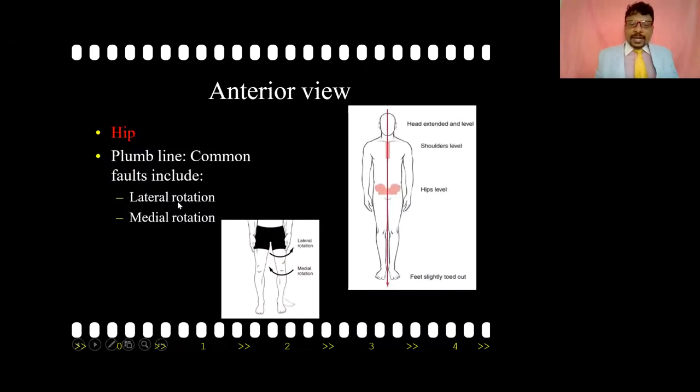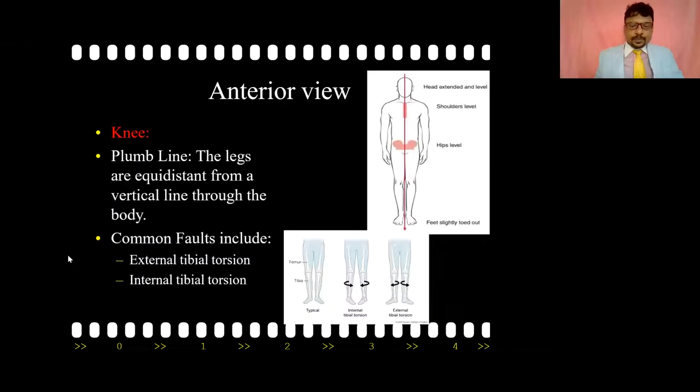And the next one, in the anterior direction, we are going to check the hip posture. The common plumb line faults are mainly lateral rotation and medial rotation. Some people, because of an abnormality, the leg may go to the lateral side. Some people, because of habitual standing, may alter the posture also. So sometimes medial rotation and also lateral rotation. In this condition, the plumb line won't cross exactly the greater trochanter or in between the pubic symphysis.